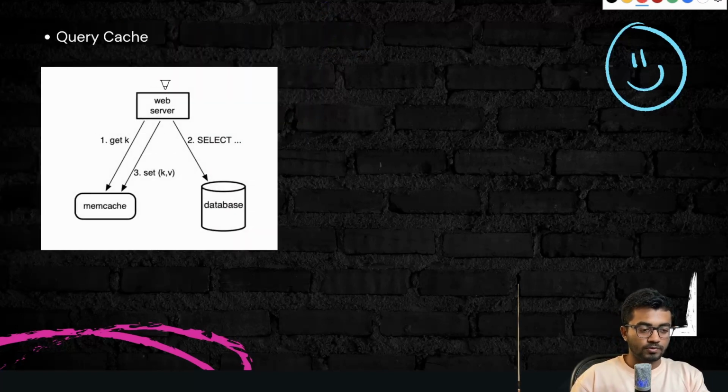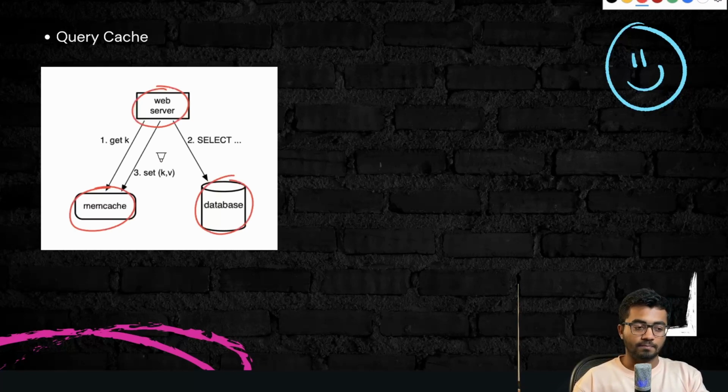Think about this. This is the web server that we are talking about, this is the Memcache, and this is the database. As usual, if you are a computer science student, you might be thinking that the cache is a helper to the database. Whenever a request comes in, we want the request to be served as soon as possible, and for that reason, we have a cache.